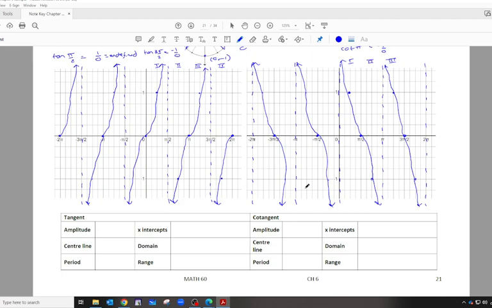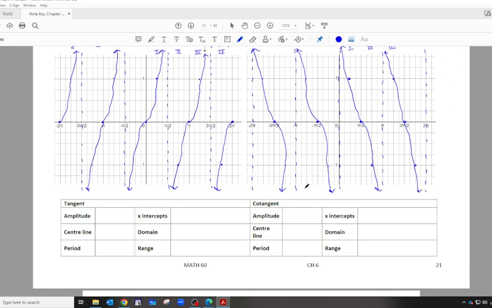Okay. All right, so let's look at the features. Now I've cut down the features a little bit. The amplitude. Amplitude is the absolute distance from the center line to the top or the bottom of your curve. And so for the sine and the cosine curves, they went up to 1. These ones are infinite. So tan and cotan both have an infinite amplitude. They don't have an absolute top. The center line for these, again, is going to be y equals 0. So every single graph we do until we transform it will have a center line at y equals 0.